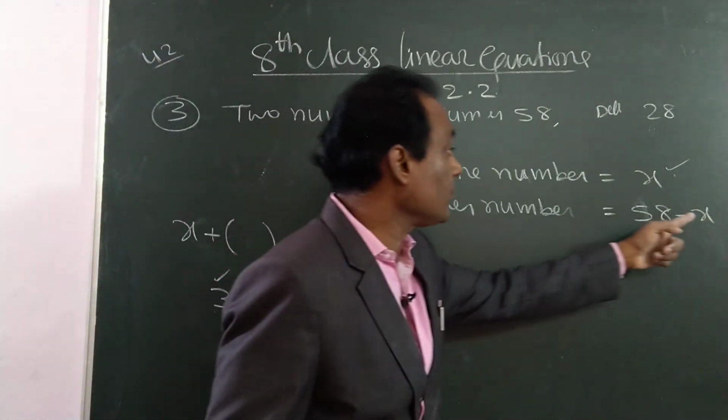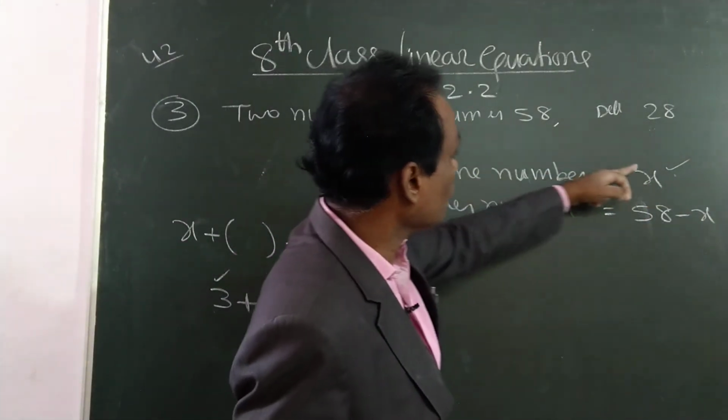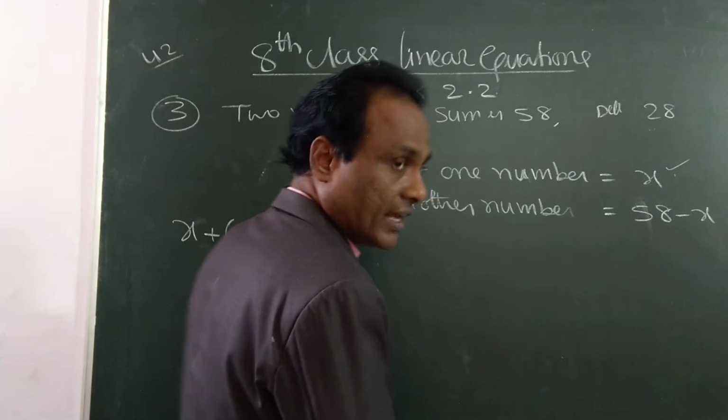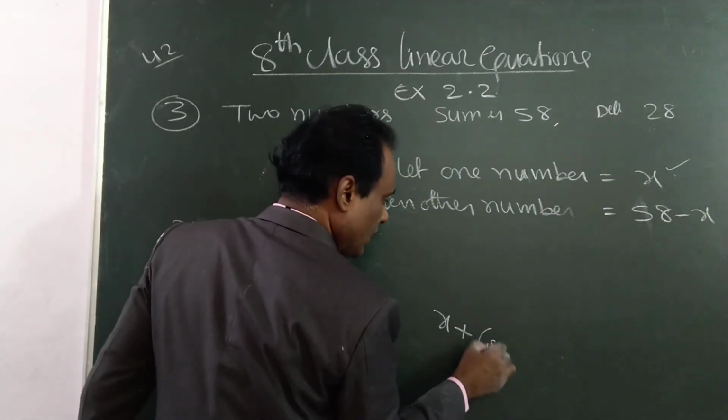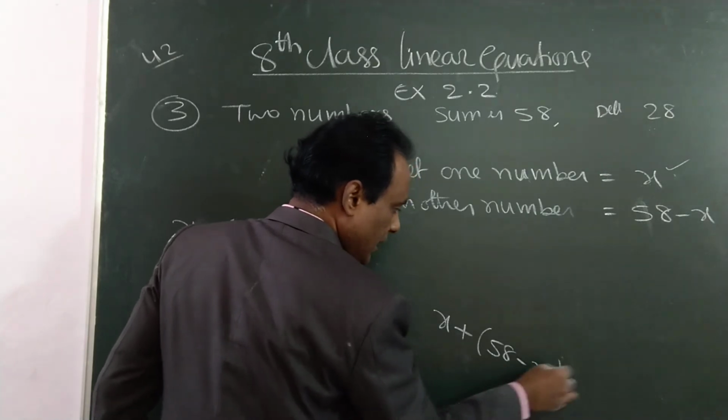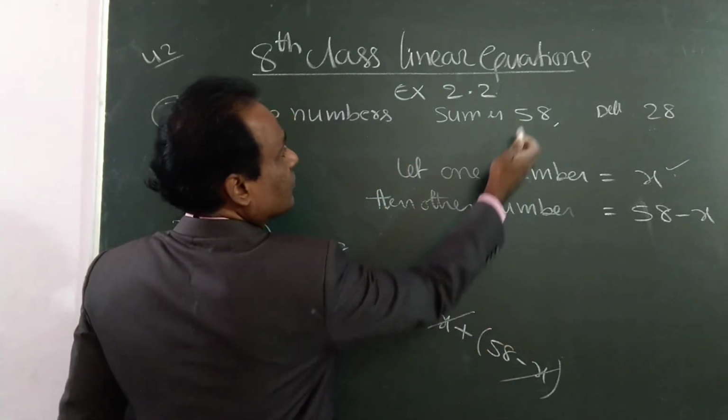Why is it 58 minus x? Because the sum of these two should be 58. See here, I will add. Sum means plus. x plus 58 minus x, if you add, minus x plus x cancel, and the sum is 58.